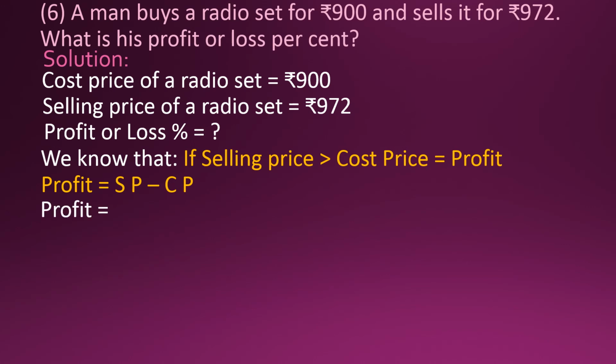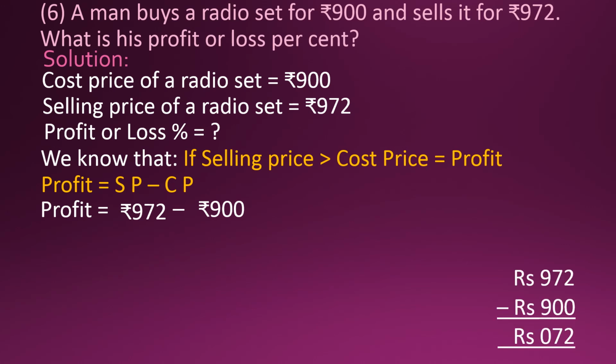Now put the value. SP is equal to rupees 972. So write down rupees 972. Then write the minus sign as it is. And CP is equal to rupees 900. So write down rupees 900. Now do the subtraction. We get rupees 72. So profit is equal to rupees 72.